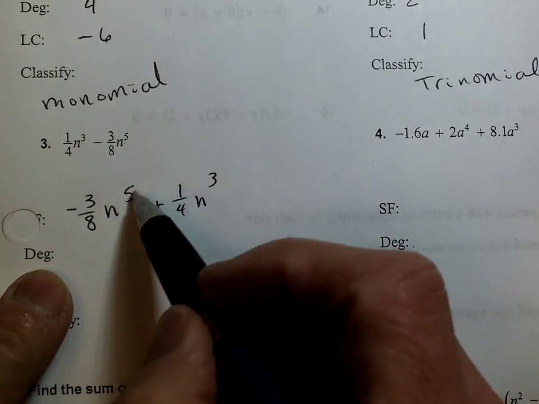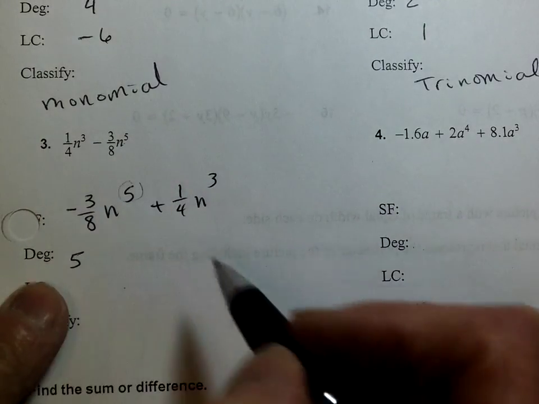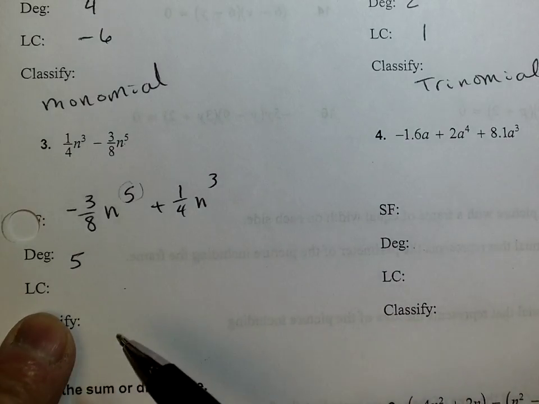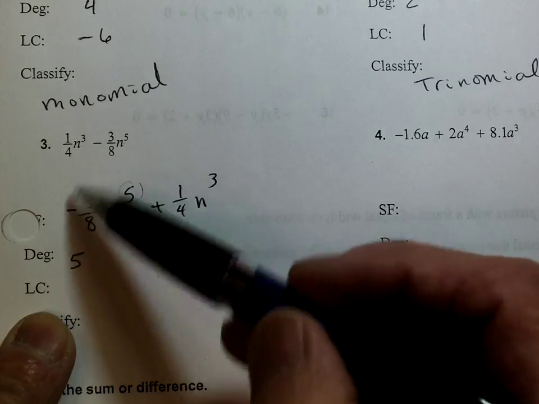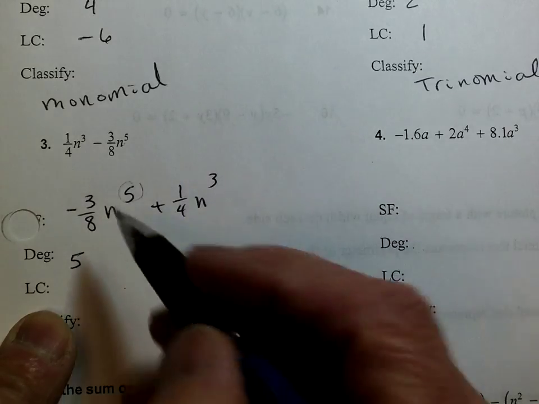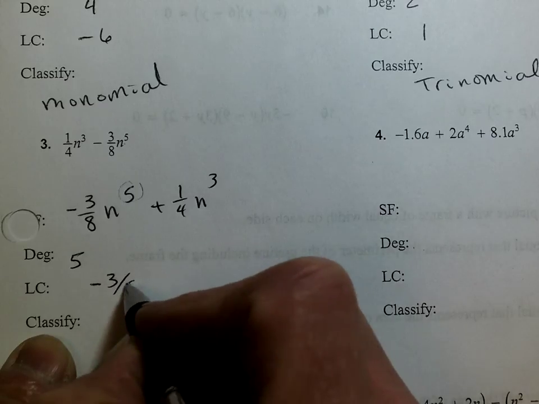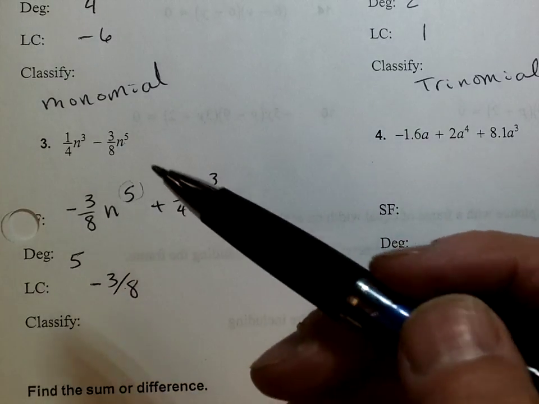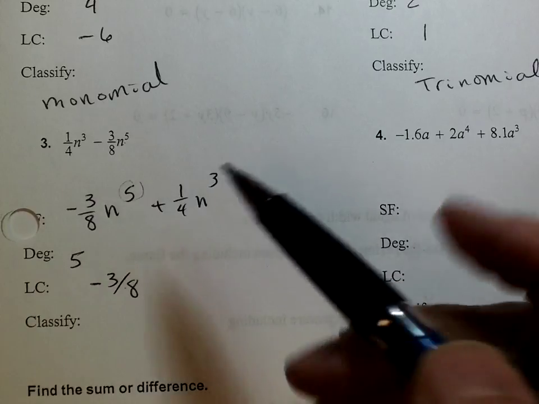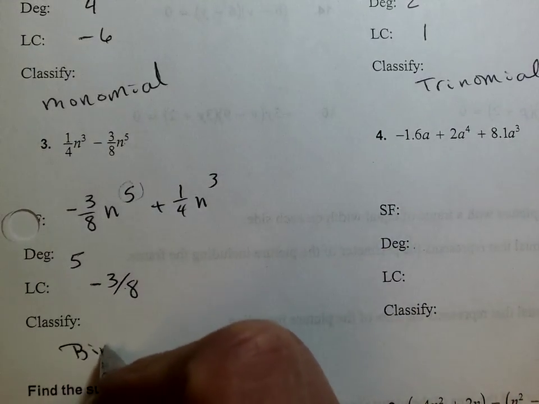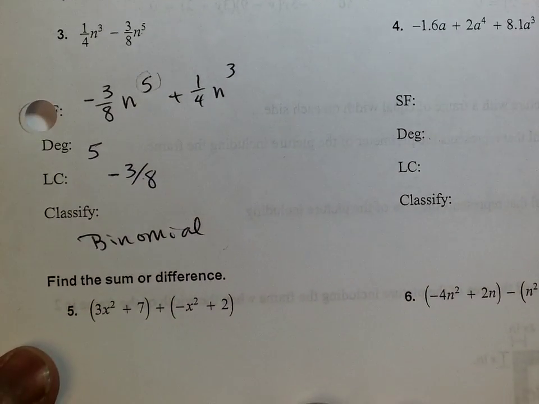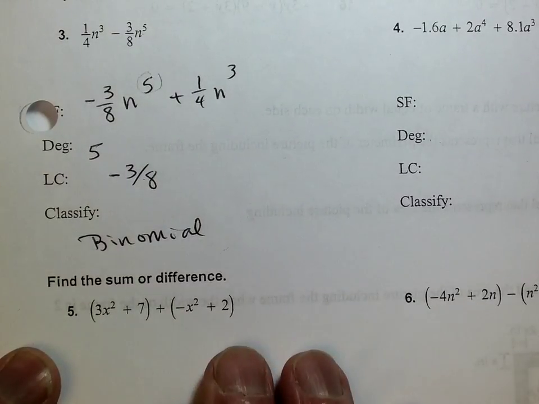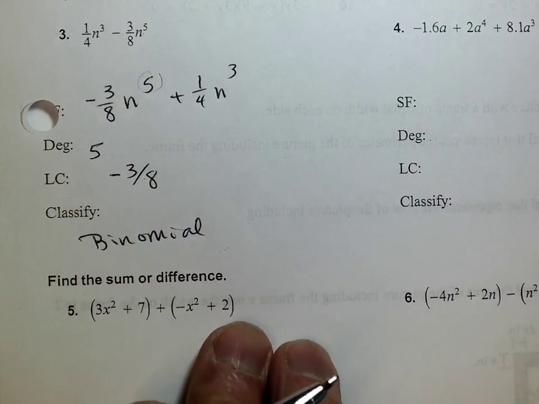The degree is the biggest exponent, so the degree is 5. The leading coefficient's just the number in front of the first term. It's just the -3/8. That's leading the charge. The leading coefficient's -3/8. Classify. Yeah, it's a binomial. It has 2 terms. Thank you, Michael. Binomial. Okay? Thumbs up. You guys can do this, can't you? It shouldn't be hard. In fact, these first few questions don't even look like math. They look more like English or something, don't they?